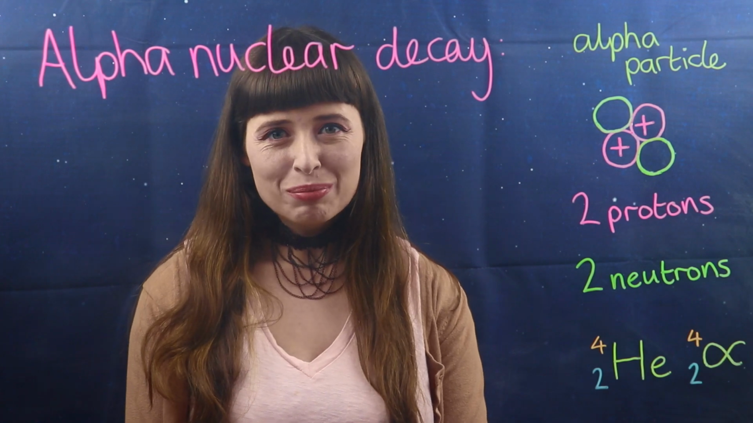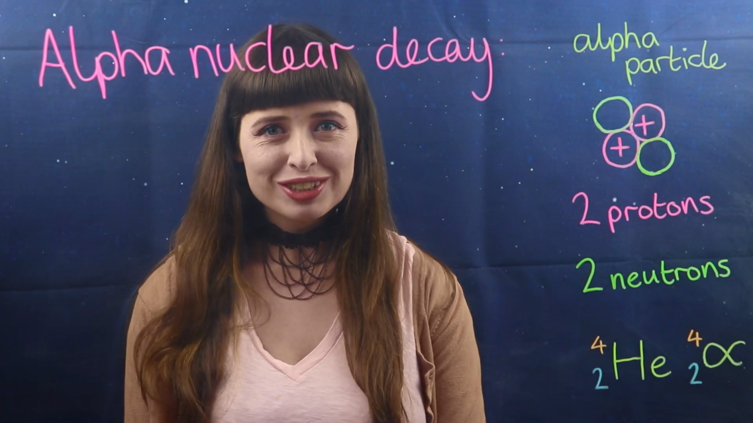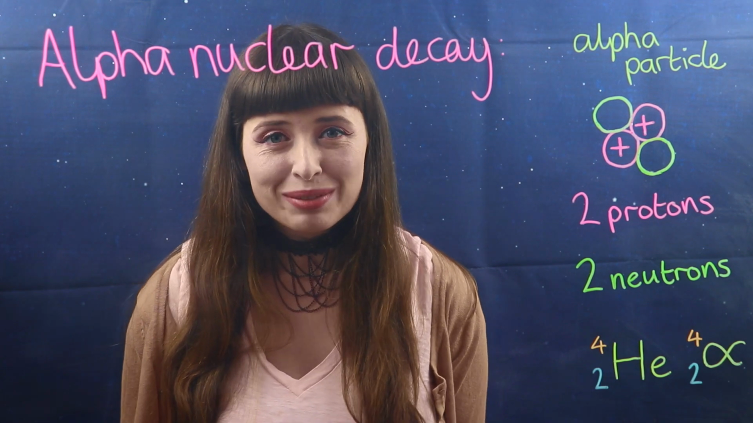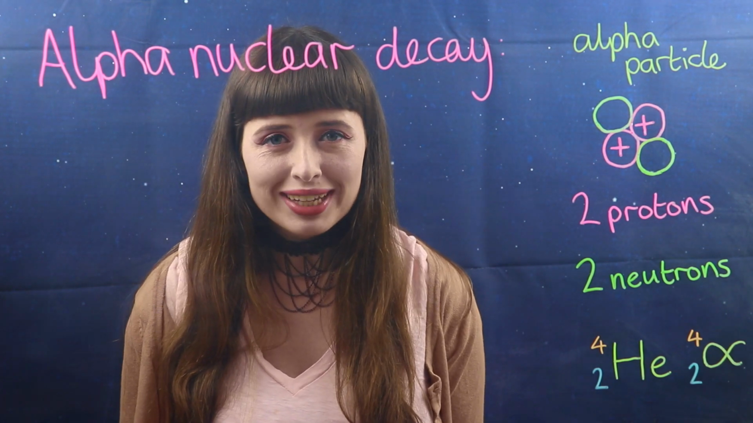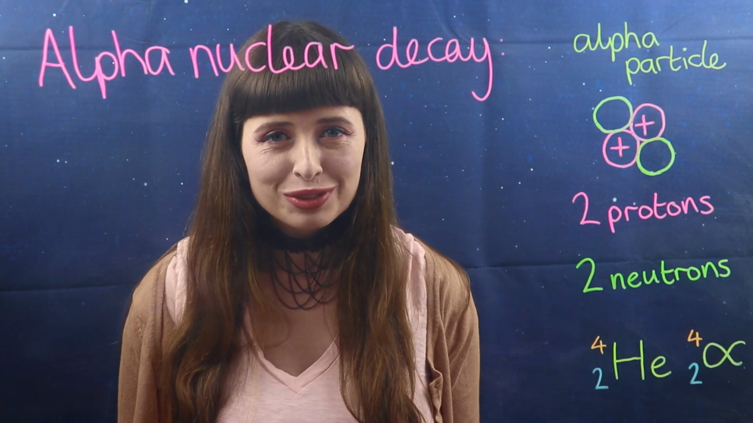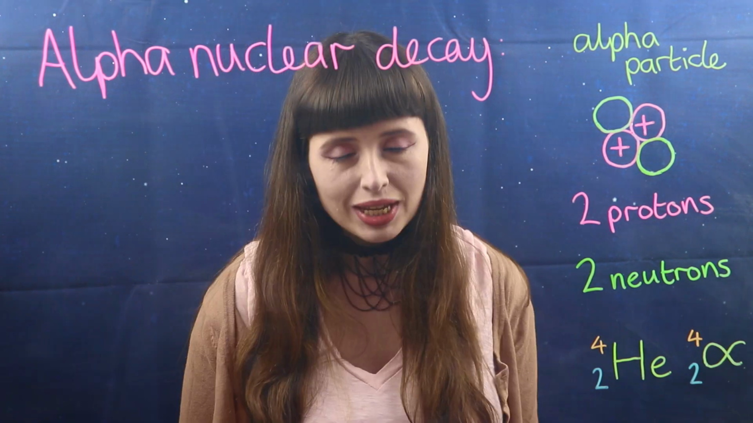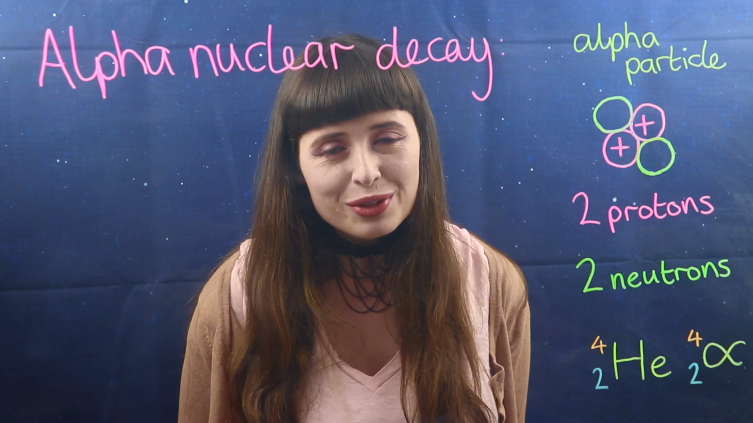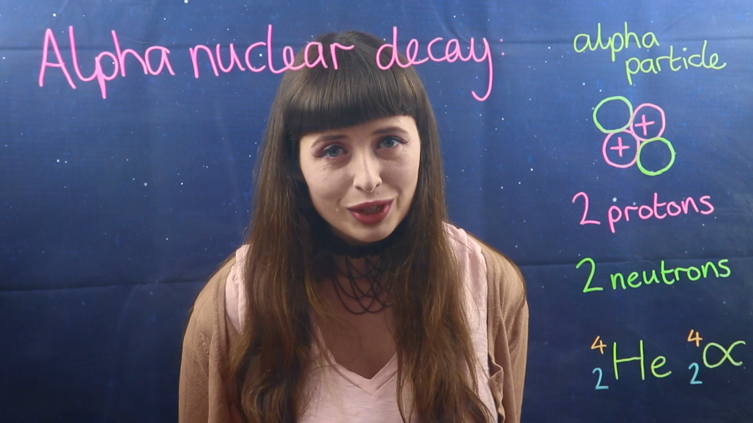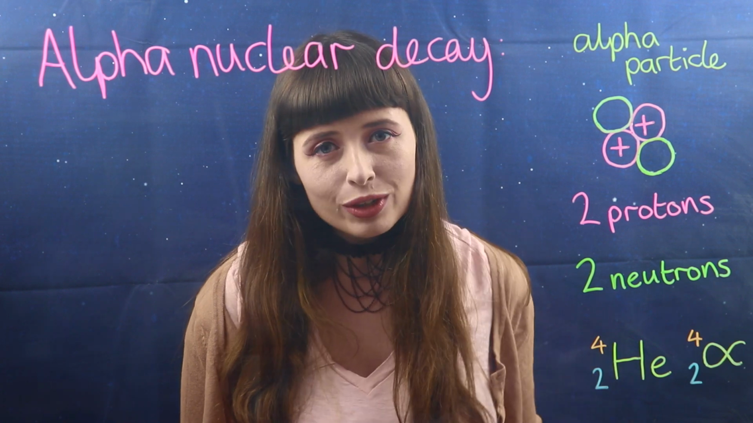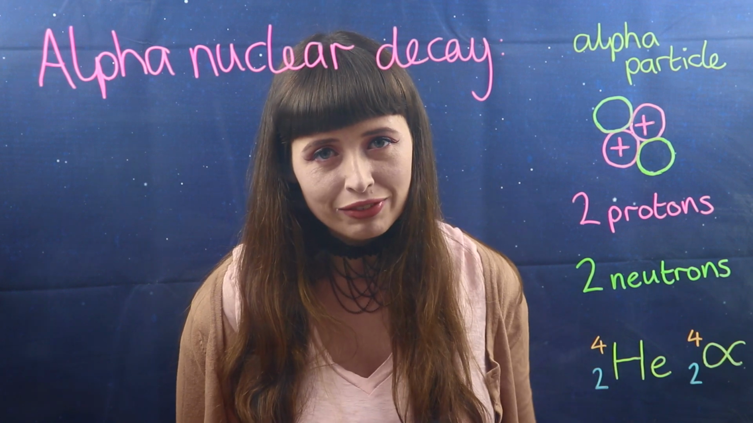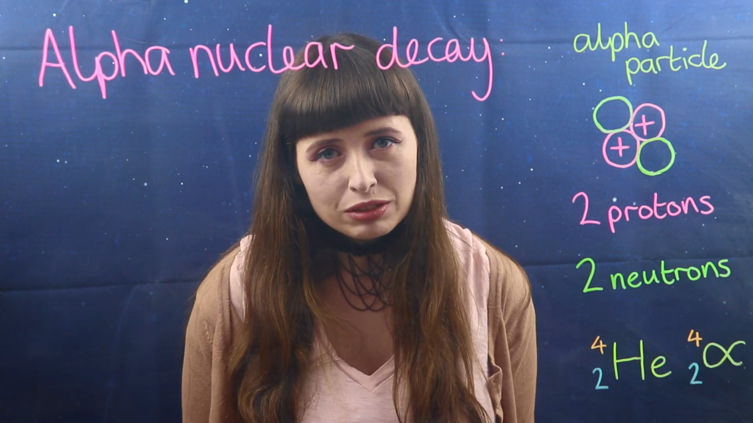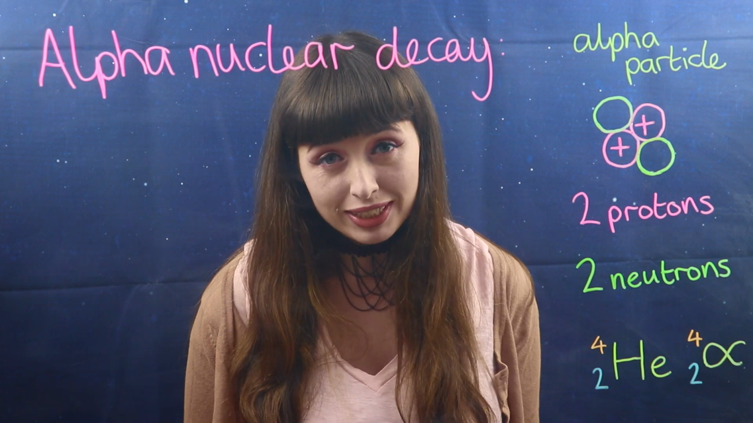So the first type of nuclear decay equation we're going to look at is alpha decay. An alpha particle is the same as a helium nucleus in that it's comprised of 2 protons and 2 neutrons, as you can see here. There are 2 different ways of representing an alpha particle in chemical symbols. You can either use the chemical element for helium, as you can see here, or you can use the Greek letter alpha, as you can see here. Which method you use may not matter at all, but you should check with your specific exam board.